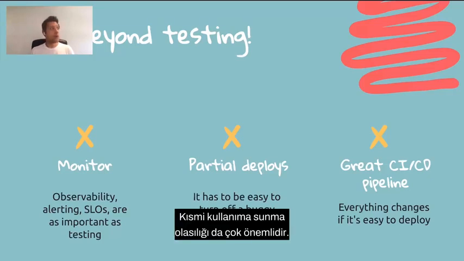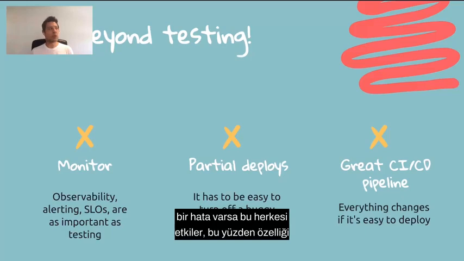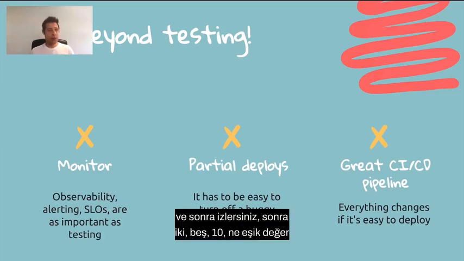The possibility of doing partial rollouts is also very important. In large scale systems, maybe you don't want to push a feature to production to 100% of your user base, because if there's a bug, this affects everyone. So you want to have the ability of pushing the feature to like 1% of your user base, and then you monitor, then 2, 5, 10, whatever your thresholds are. So you slowly build trust that your code works in production until you open.